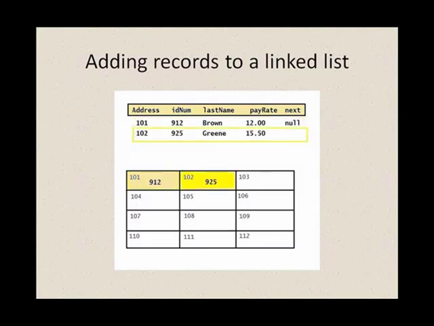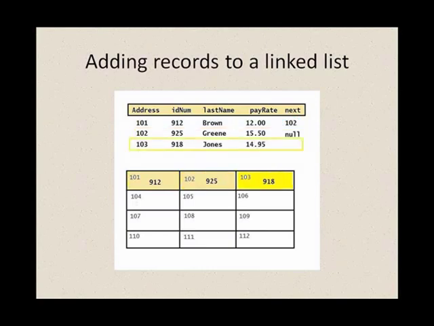When we add a new record, suppose it's stored at address 102 and has ID number 925. To figure out the next field for this record, you start at the beginning of the list. You look at address 101 and you decide whether the new ID number, 925, is less than 912. It's not, so you process the next record. But the next record is null. So because 925 was greater than 912, the new record should have a next value of null, and the previous record should now point to this new second record and have a next address of 102.